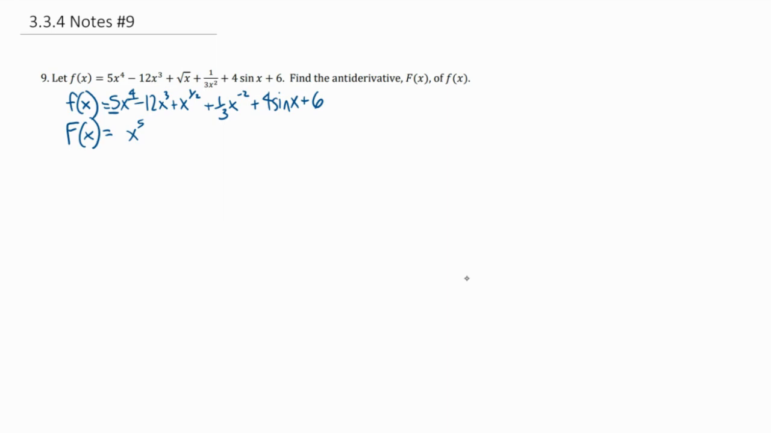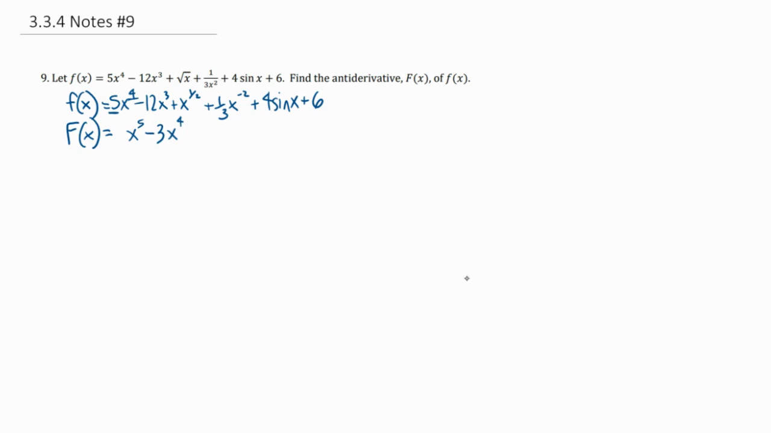So likewise, I have negative 12x to the 3rd. So that's going to be something x to the 4th. Okay, well, if I multiply the 4 in front, what do I have to multiply 4 by to get negative 12? And that's going to be negative 3. And I just double check. Negative 3 times 4 is negative 12, and then it'd be x to the 3rd.